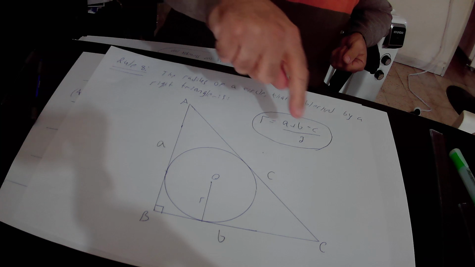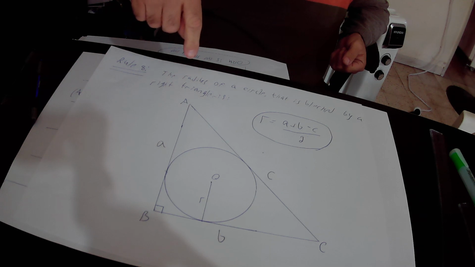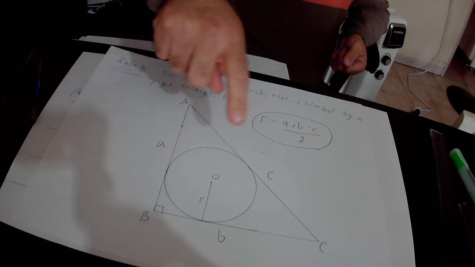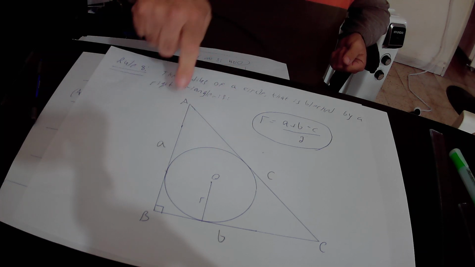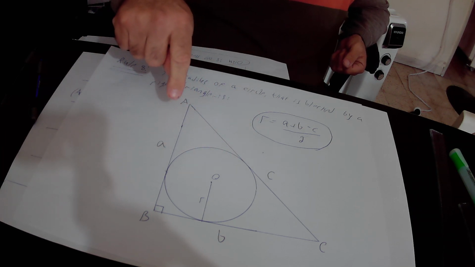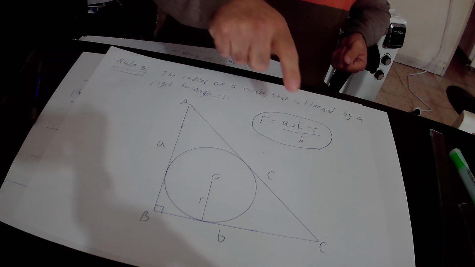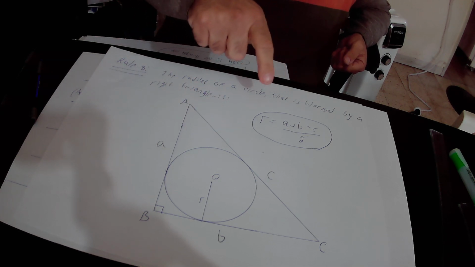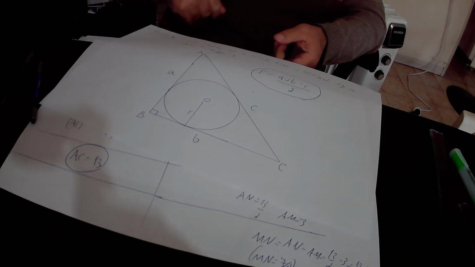Inside the right triangle ABC is this circle. The radius of this circle is R, so we can find out the radius of this circle only by knowing the lengths of the sides of the right triangle ABC. That is to say, the radius of this circle will be equal to A plus B, the sum of the lengths of the perpendiculars, minus the length of the hypotenuse AC, that is C, over 2. So here R equals A plus B minus C over 2.